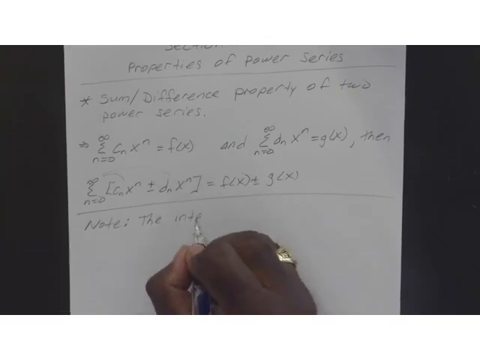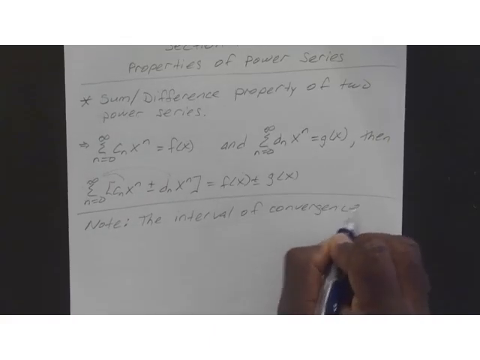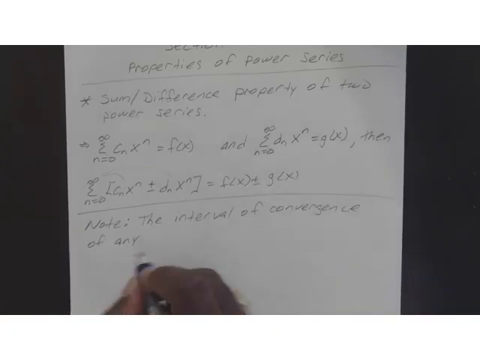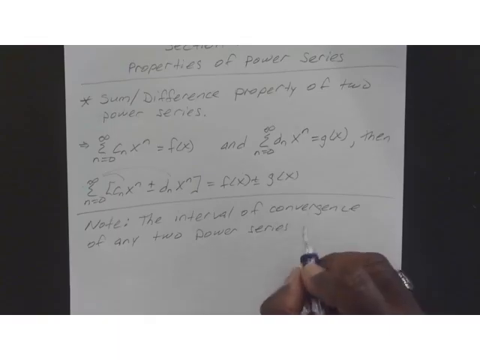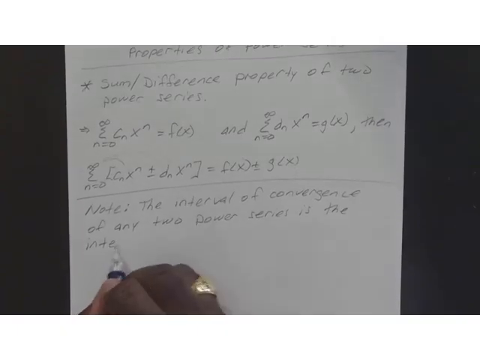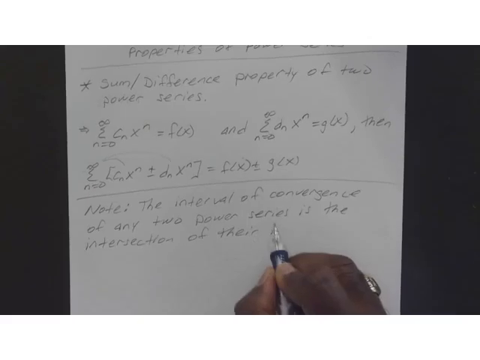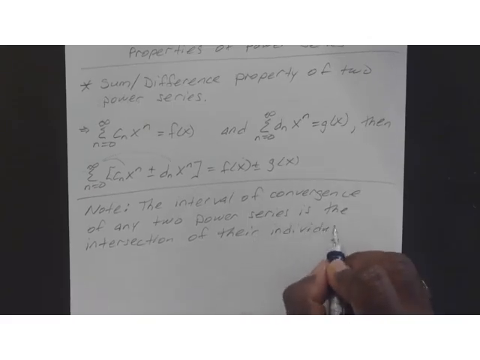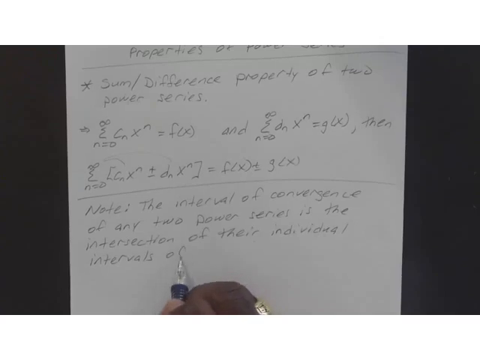Interval of convergence of any two series or any two power series is the intersection of their individual intervals of convergence. And again, just a little side note that may come in handy later.